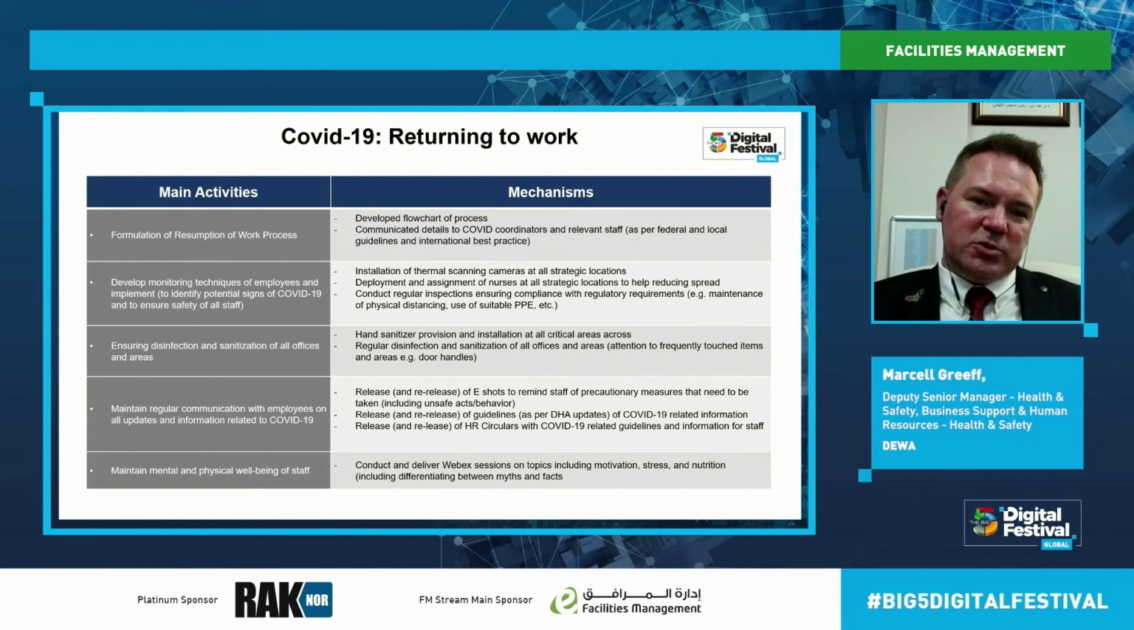So from that perspective, the main activities are listed here with the mechanisms. From a main activity perspective, it was the formulation of resumption of work processes, and you can see the flow charts that were developed. Develop monitoring techniques of employees and implement those monitoring techniques. Ensuring disinfection and sanitization of all offices and areas. Maintain regular communication with employees and update them on the information so that they are aware of what's going on. And maintain the mental and physical well-being of staff.